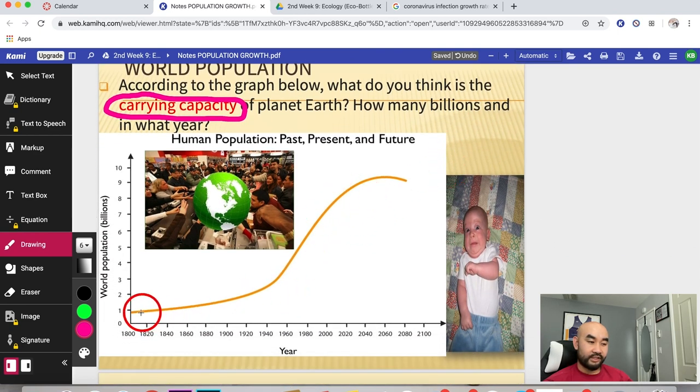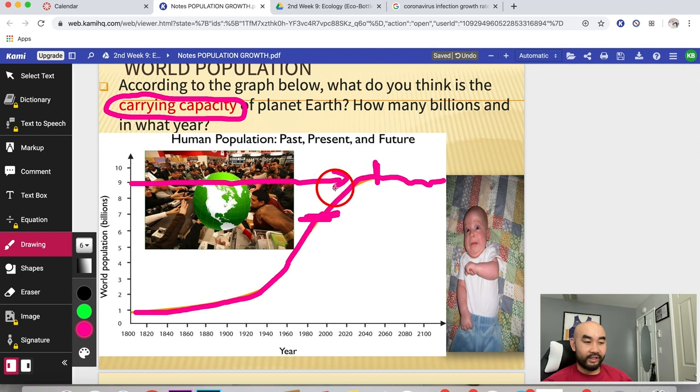So if you look at this graph, this is where it slows down, right? The exponential growth here is slowing down. Carrying capacity is probably somewhere here, right? So then my question is, how many billion people can the planet carry? So if you trace this over, probably around what? 9 billion.